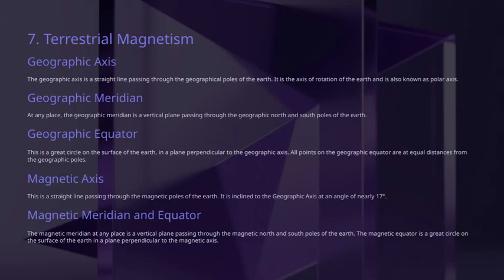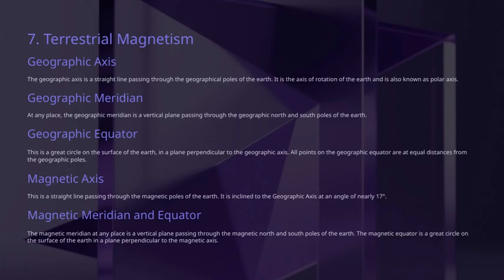Let's take a closer look at the magnetic meridian. At any location on Earth, the magnetic meridian is a vertical plane that passes through the magnetic north and south poles. It's important because it shows us how the Earth's magnetic field is oriented at that specific point.